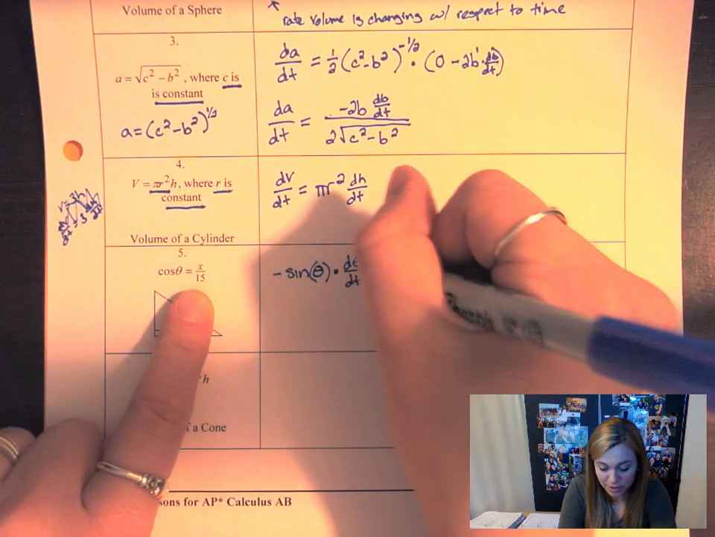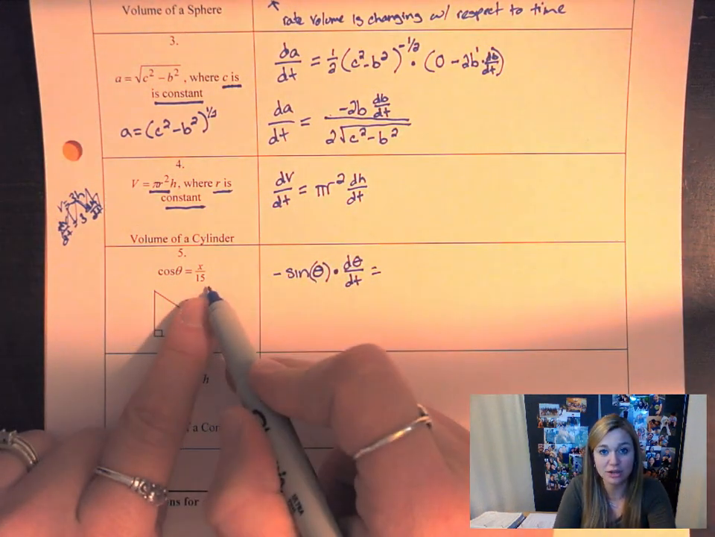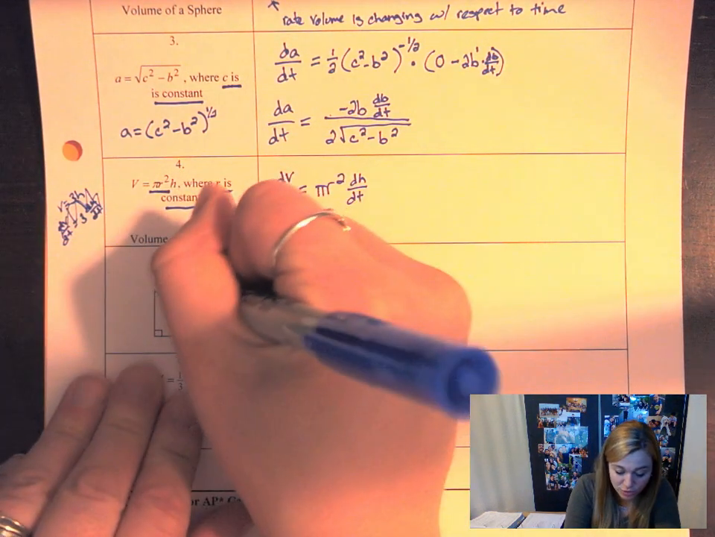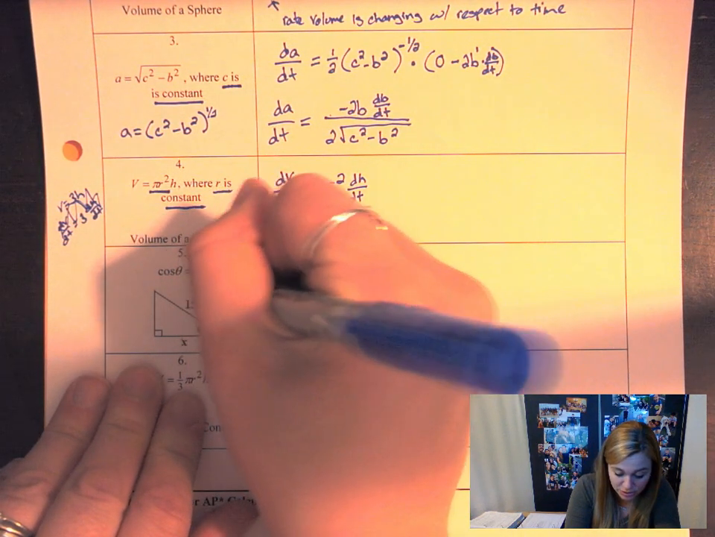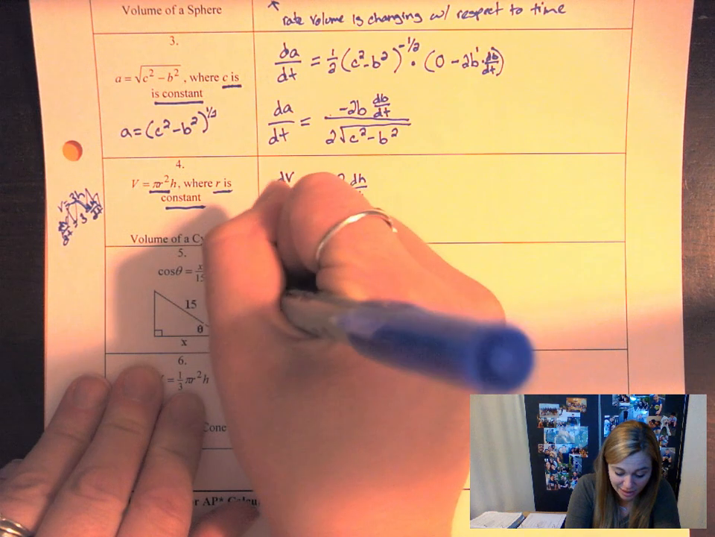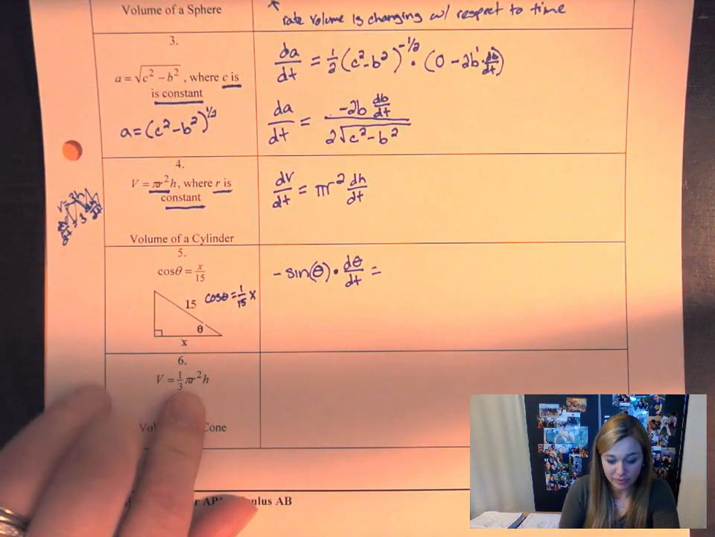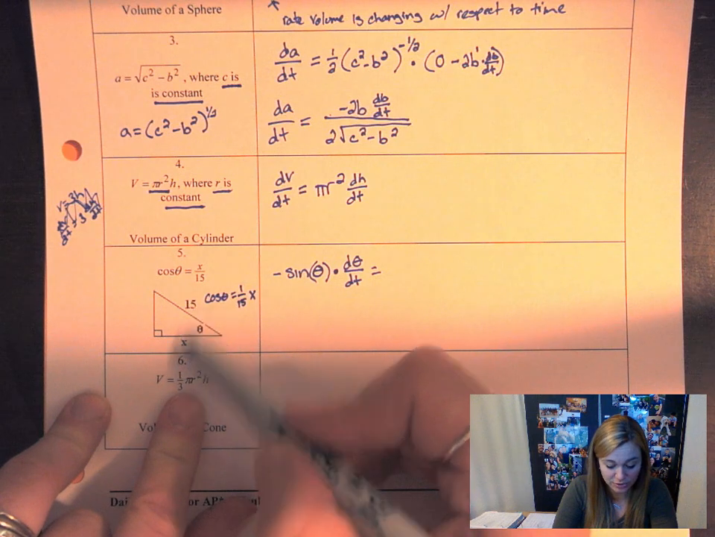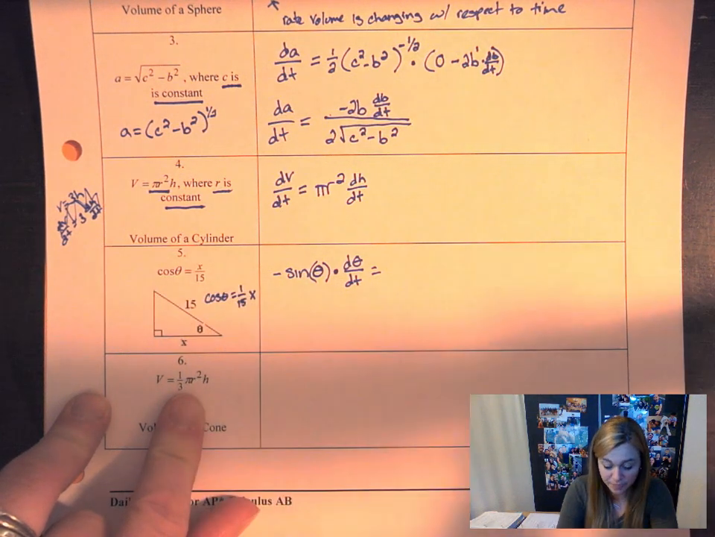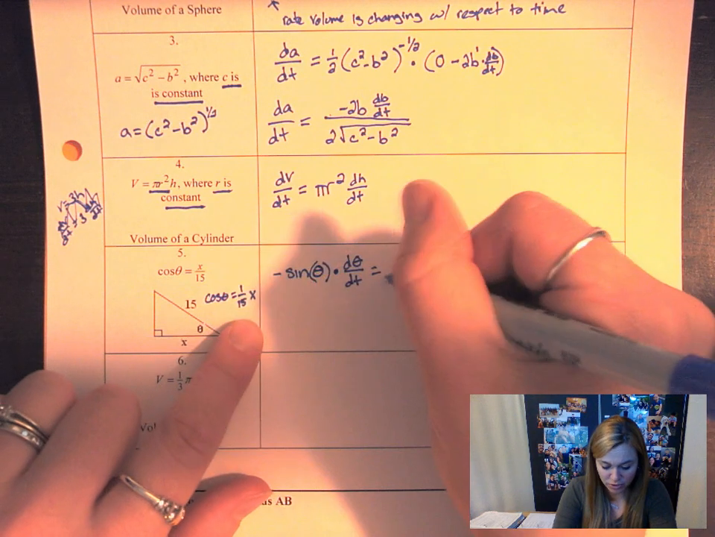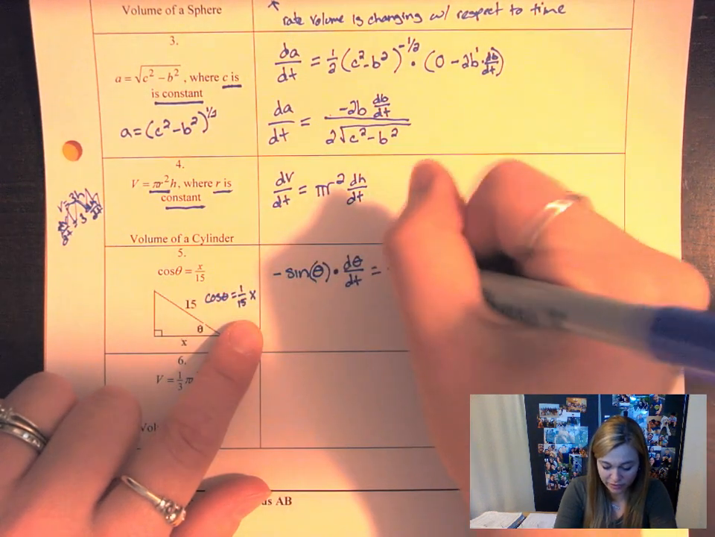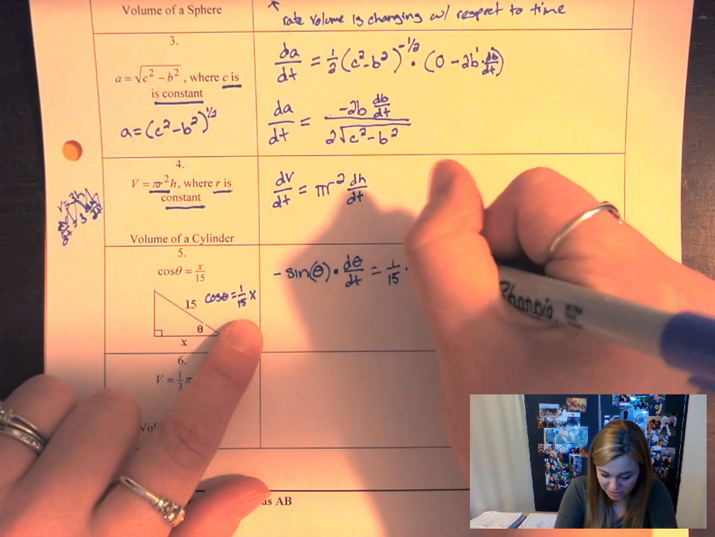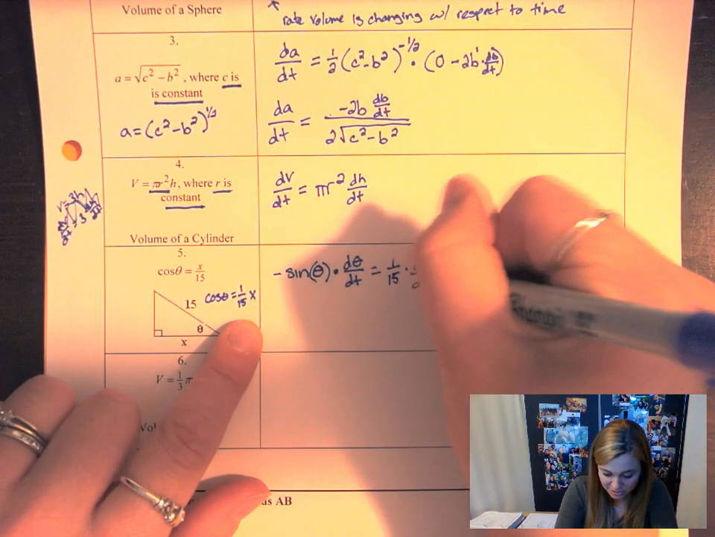Over here, some people are going to be tempted to do the quotient rule right away. Don't let that be you. You can rewrite cosine of theta is equal to 1/15 x. And by the way, you can see this ratio set up. Cosine is adjacent over hypotenuse. That's where this whole equation is coming from. On this side, though, I'm going to say, well, the coefficient would be 1/15. And then the derivative of x is dx dt.